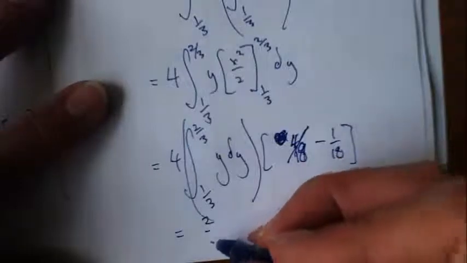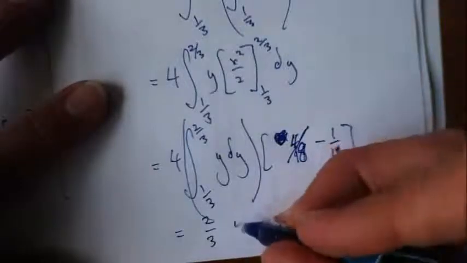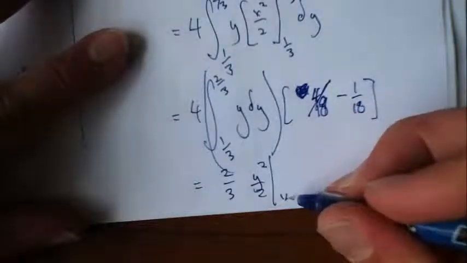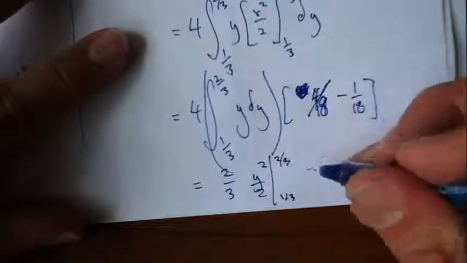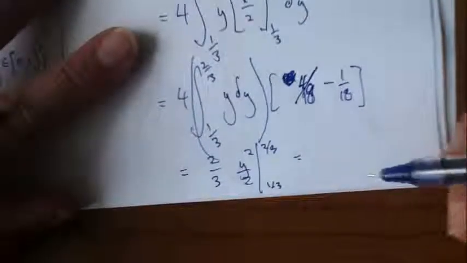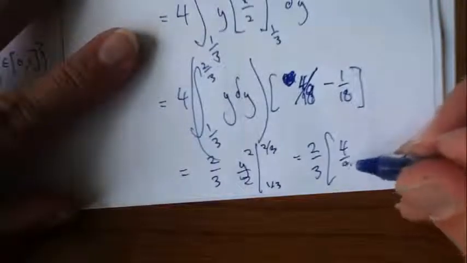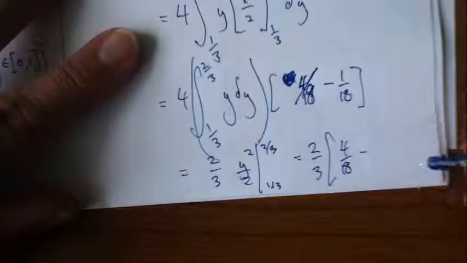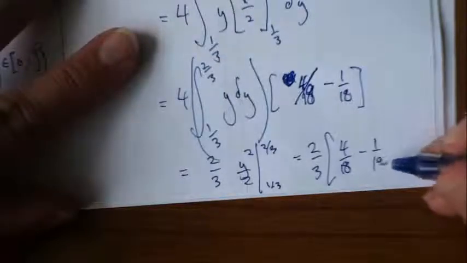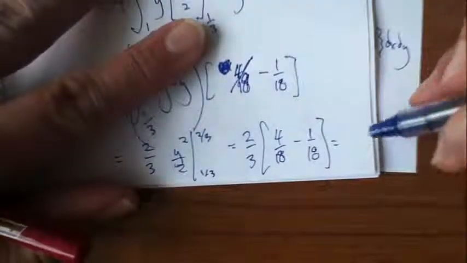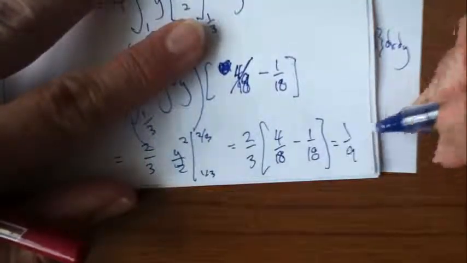So this is 2/3. Then it'll be y squared over 2 from a third to 2/3. Right, the same kind of thing here again. I've got 2/3 squared is 4/9 over 2 is 4/18, minus an 18th. That's 3/18. Looks like it's a 9th. Okay.